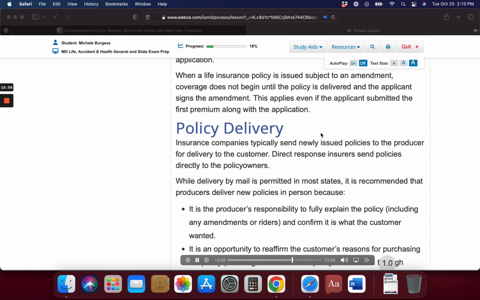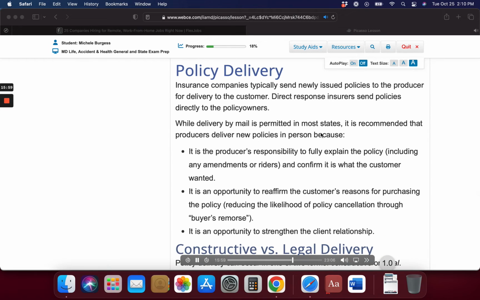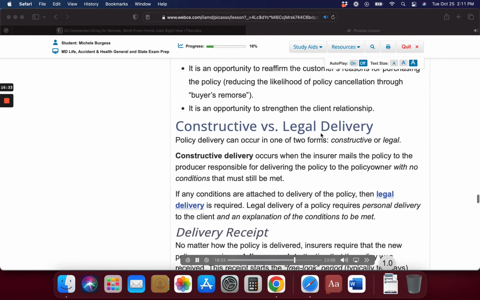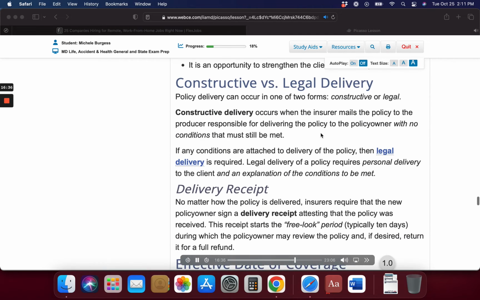Policy delivery. Insurance companies typically send newly issued policies to the producer for delivery to the customer. Direct response insurers send policies directly to the policy owners. While delivery by mail is permitted in most states, it is recommended that producers deliver new policies in person because it is the producer's responsibility to fully explain the policy, including any amendments or riders, and confirm it is what the customer wanted. It is an opportunity to reaffirm the customer's reasons for purchasing the policy, reducing the likelihood of policy cancellation through buyer's remorse. It is an opportunity to strengthen the client relationship.